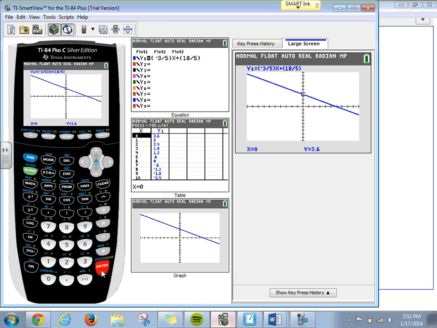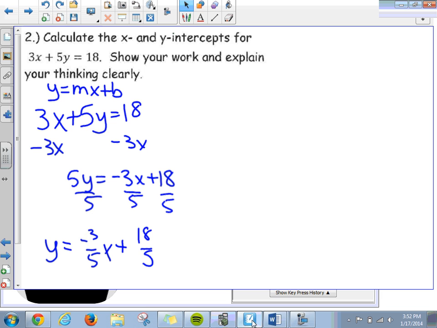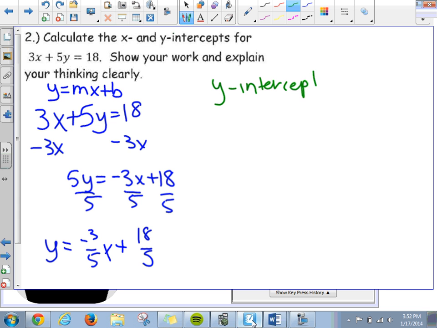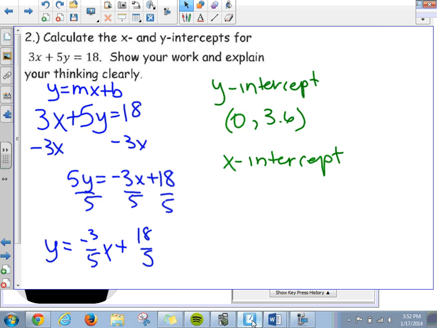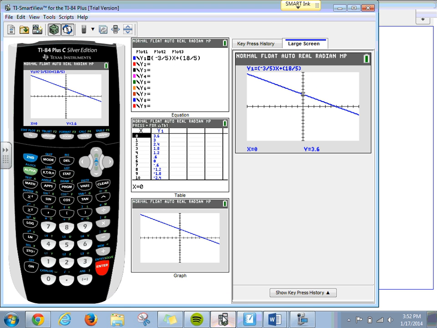So, going back, one of our intercepts that we can see on the graph is our y-intercept, which occurs at 0, 3.6. And we're also interested in any x-intercepts, so any place where we would intersect with our x-axis. If we look back at our calculator, we can see that point. I'm going to plug into my y equals.